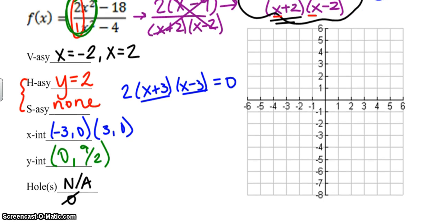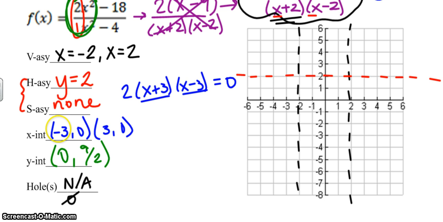Alright, so on your graph, we expect you to be able to plot your vertical asymptotes. So we've got a vertical asymptote at negative 2 and 2. You should be able to plot your horizontal asymptote, which we've got a horizontal asymptote at y equals 2. We do not have a slant asymptote. We have an x-intercept at the point negative 3, 0. We have an x-intercept at the point 3, 0. And we have a y-intercept at the point 0, 4.5.